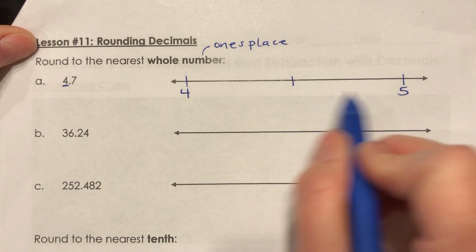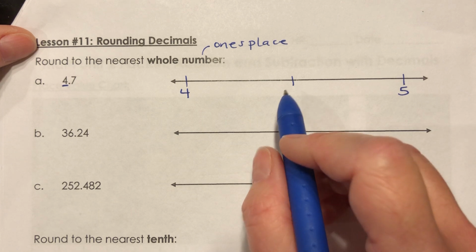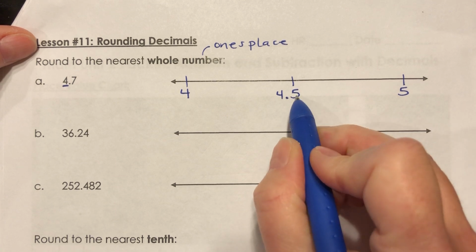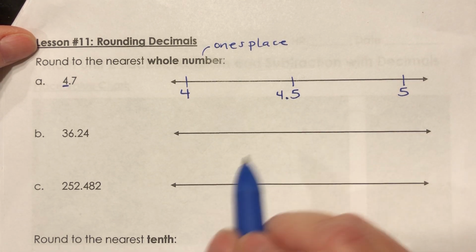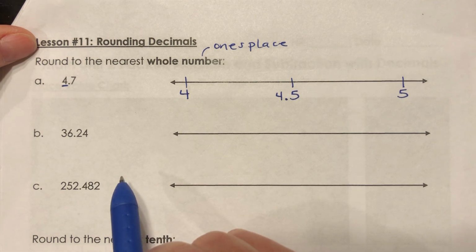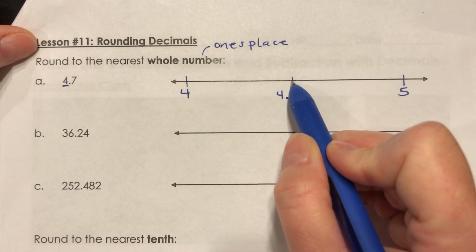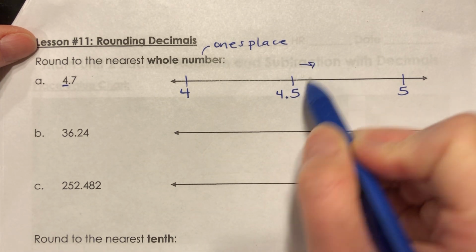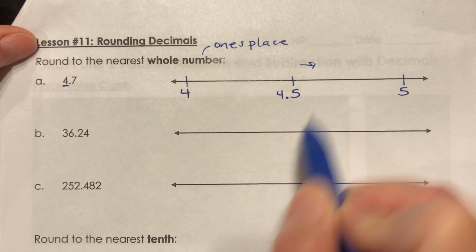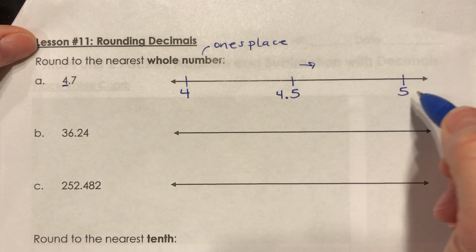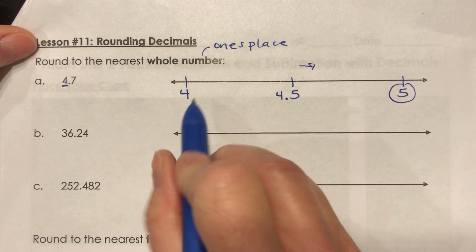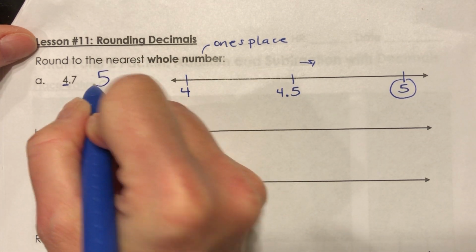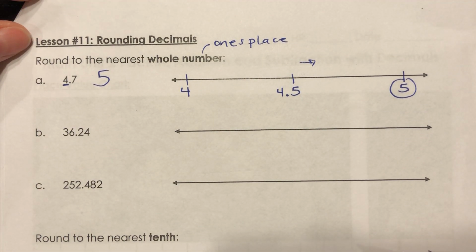Now I'm going to look at my halfway mark. Halfway between 4 and 5, we already said the decimal equivalent of a half is 0.5. So 4.5 would be halfway there. Now 4.7, here's 4.5, 4.6, 4.7. 4.7 is going to be more than halfway, right? That means that 4.7 is closer to 5 than it is to 4 because it would fall over here. So 4.7 rounded to the nearest whole number is 5. Okay, let's try the next one.